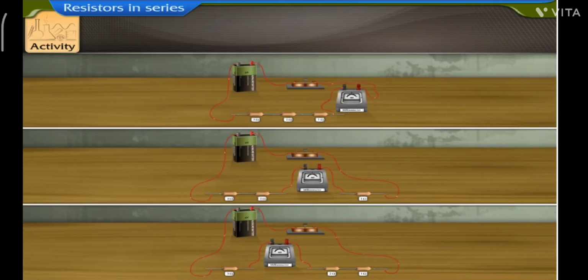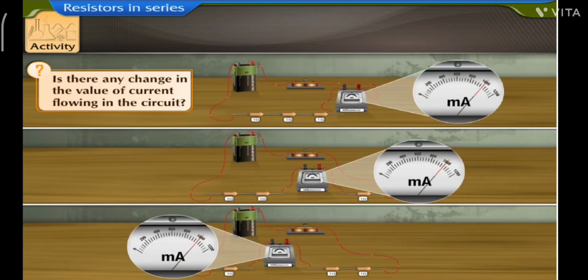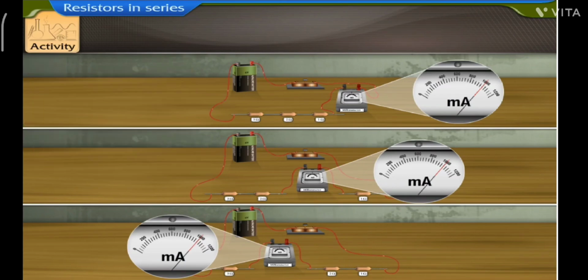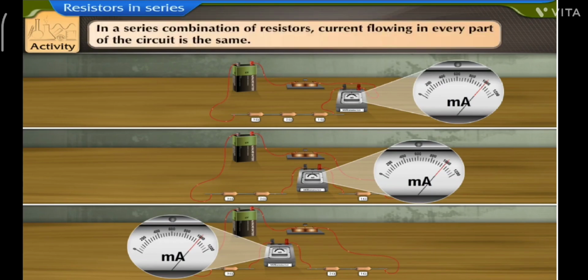What do you observe? Is there any change in the value of current flowing in the circuit? No. The value of current in the ammeter is the same for its different positions in the electric circuit. Hence, we can conclude that in a series combination of resistors, the current flowing in every part of the circuit is the same.